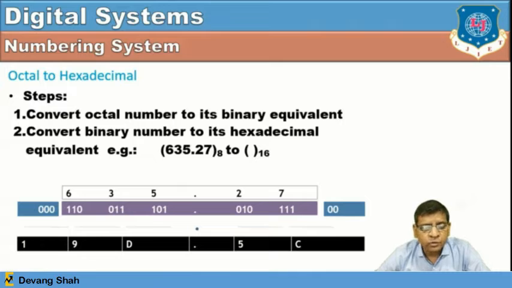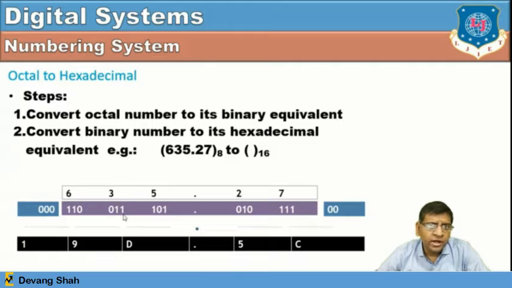635.27 is converted into a binary number, and then you have to take groups of 4 bits from LSB to MSB before the point and after the point, and you can easily convert this binary number into a hexadecimal number, right? So you can see 5 is represented as 101 in binary. But once you take it in a hexadecimal number, you have to take groups of 4 bits here.